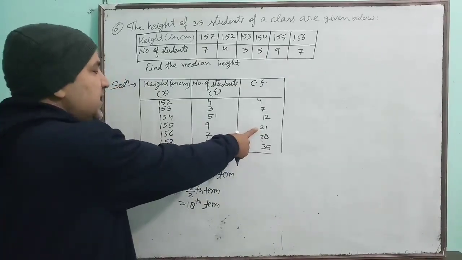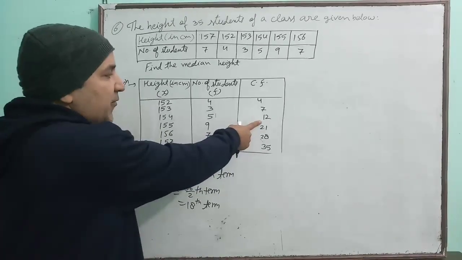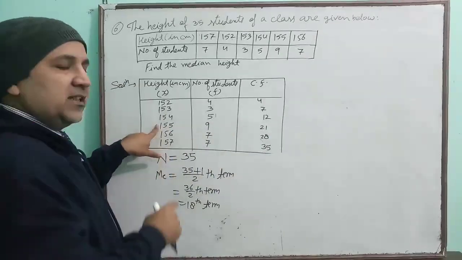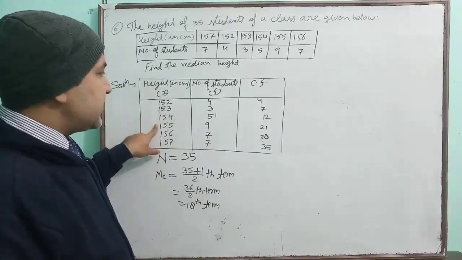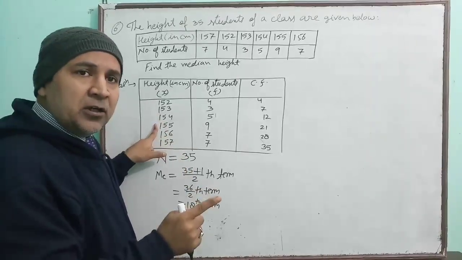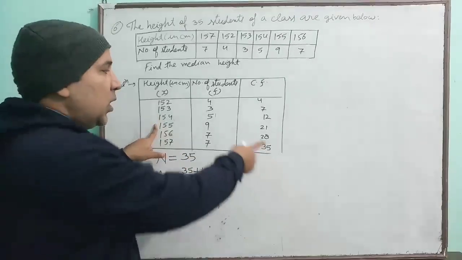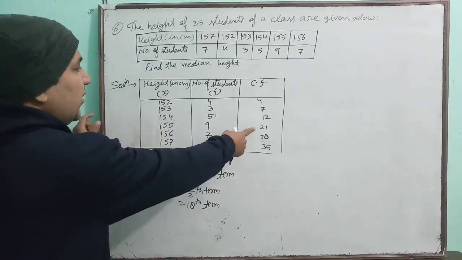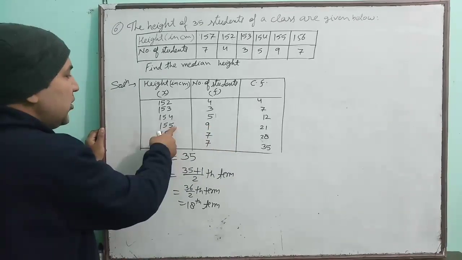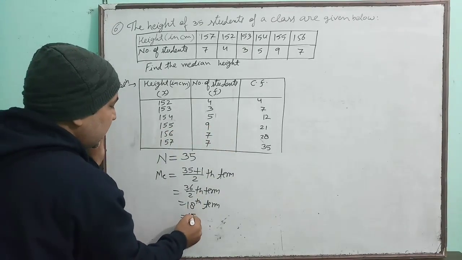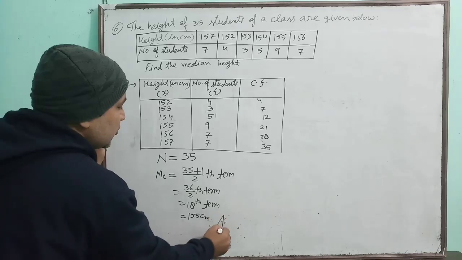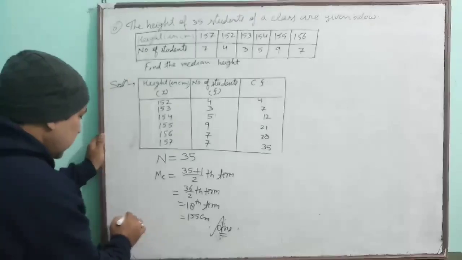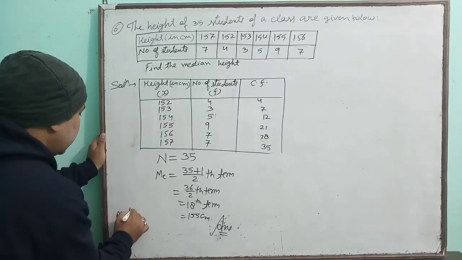After 12, 21 is here. It means after 12 comes 13. The 13th to 21st terms are these. That means 155 centimeter is the 13th also, 14th also, and so on, 21st also. So we have to find the 18th term. From the cumulative frequency we are watching that 155 centimeter is the 18th term. So this height will be the median height. Understood? This is the median height.